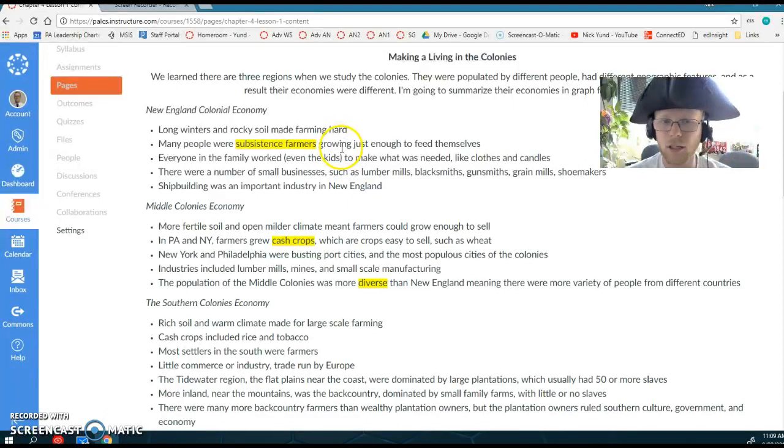They had long winters and rocky soil, which made for not great farming. As a result, many of the people were subsistence farmers, which means they were growing just enough to feed themselves. Everyone in the family worked, even the kids, to make what was needed, like clothes and candles. They couldn't go to the store to buy it. There were a number of small businesses, such as lumber mills, blacksmiths, gunsmiths, grain mills, shoemakers, and shipbuilding, which would come to be a huge industry in New England.